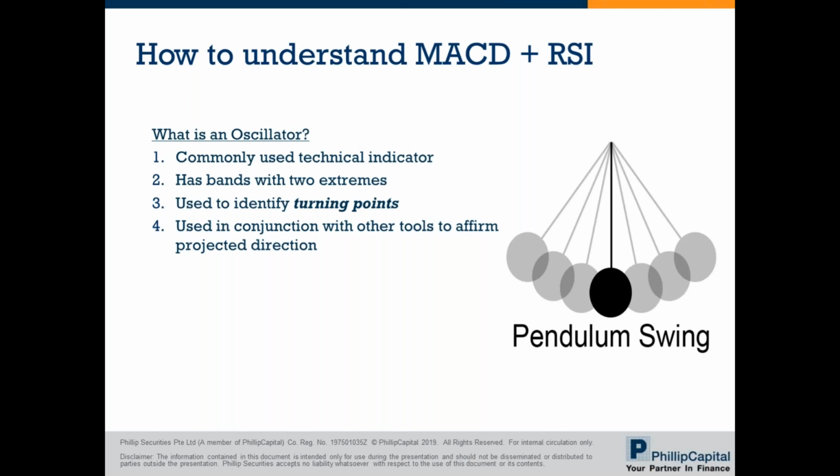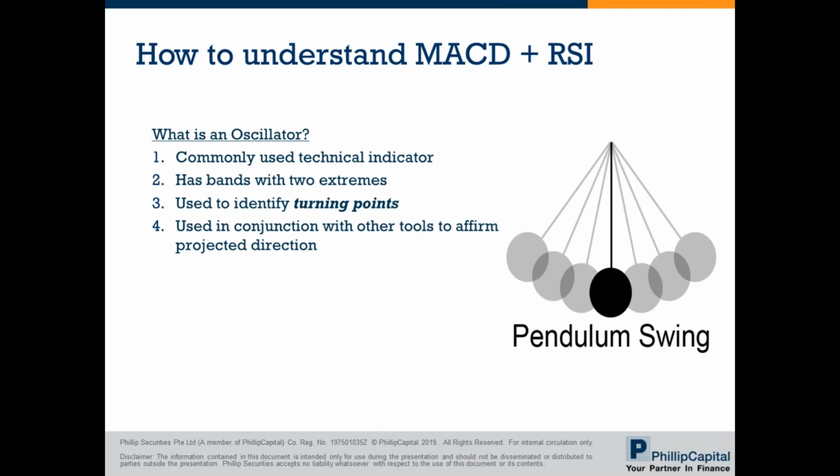So some features that these oscillators carry is that they have bands with 2 extremes, an upper band and a lower band. So they are mainly used to identify turning points, and again, it is used in conjunction with other tools to affirm its projected direction.